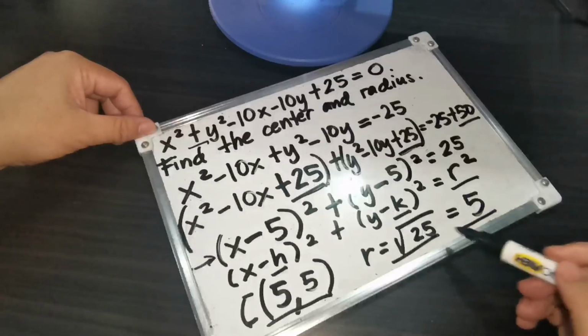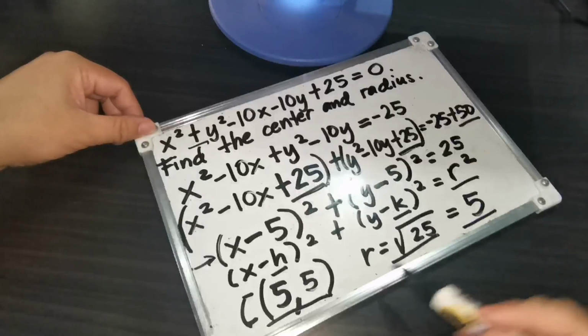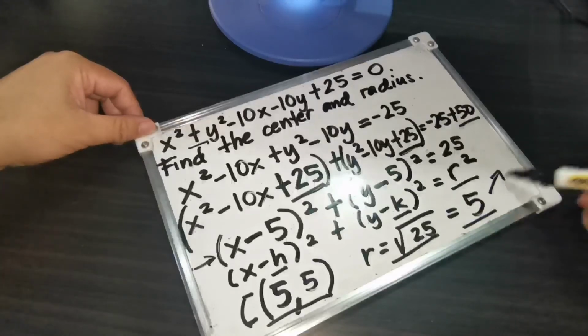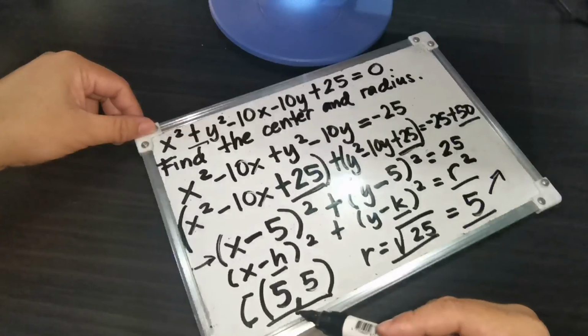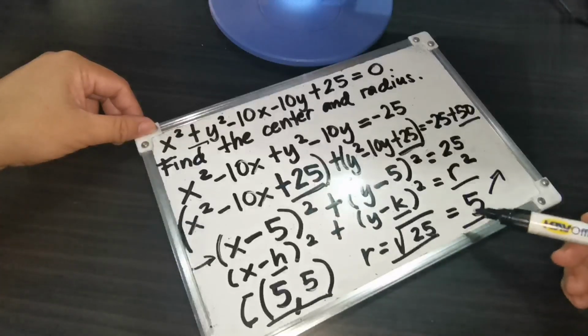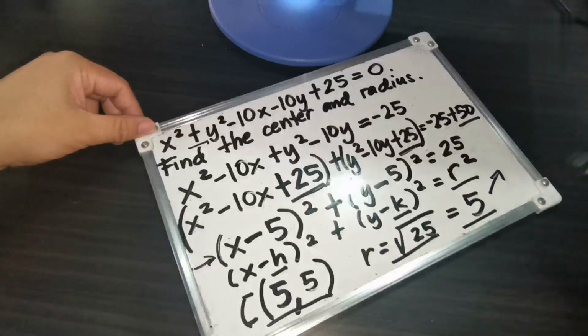Since 25 is a perfect square, if we take the square root of this 25, that will be equal to a positive 5. So our final answer for the center is positive 5 and positive 5, and for the radius, that will be equal to a positive 5 also.